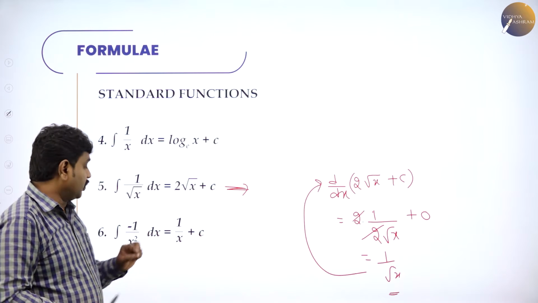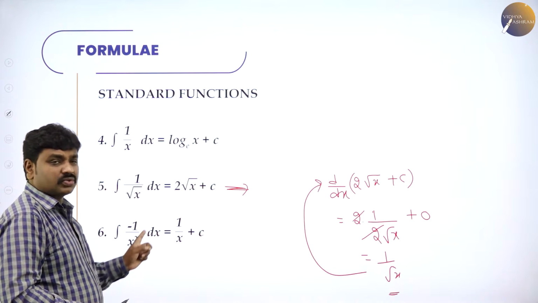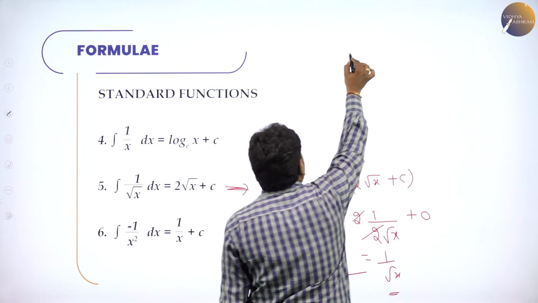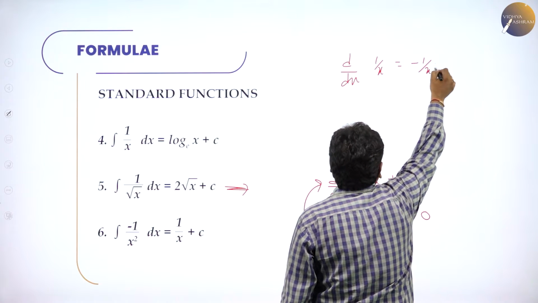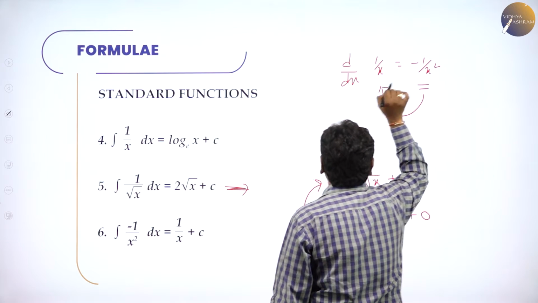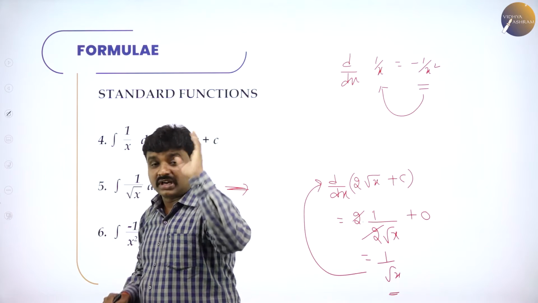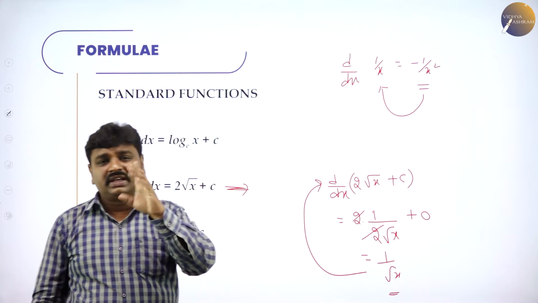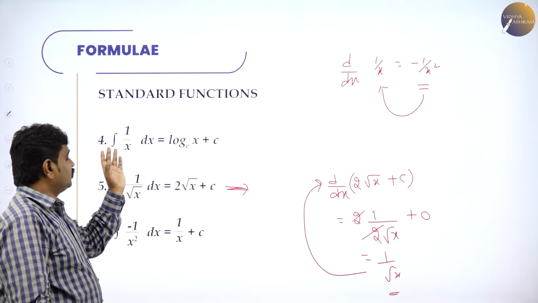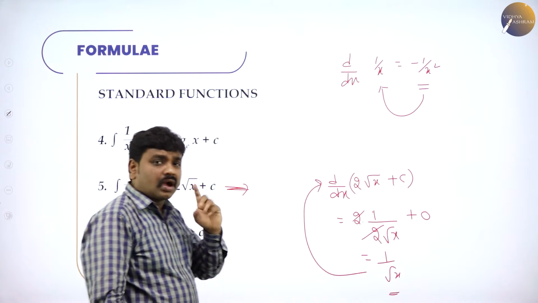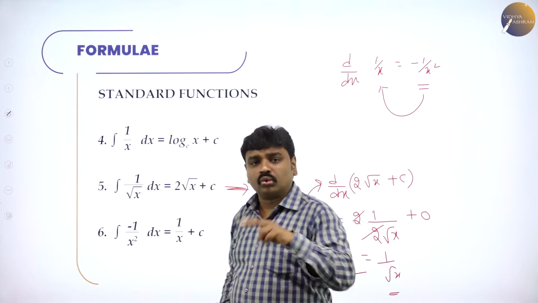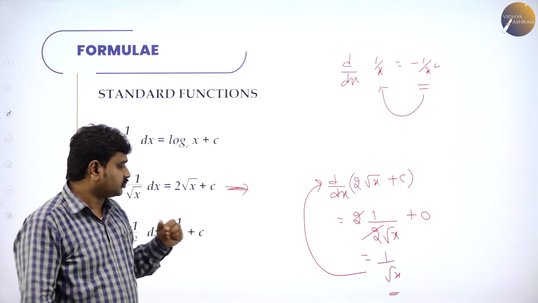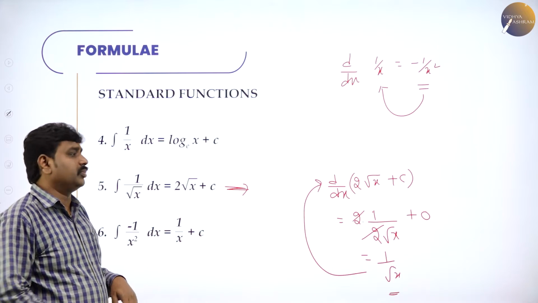One of the important formulas: integration of minus 1 by x square is 1 by x. Because you know what is derivative of 1 by x? d by dx of 1 by x is minus 1 by x square. That's why integration of this gives you this. That's why integrals are also called anti-derivatives. So integration of 1 by x is log x. Integration of 1 by root x is 2 root x. Integration of minus 1 by x square is 1 by x.